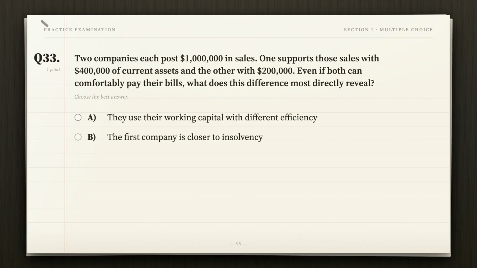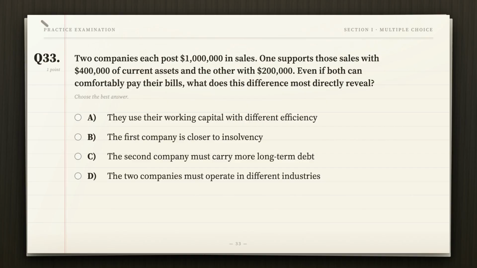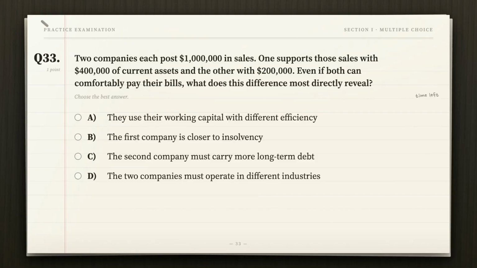B. The first company is closer to insolvency. C. The second company must carry more long-term debt. D. The two companies must operate in different industries. Which one is it? Pause the video if you need more time.